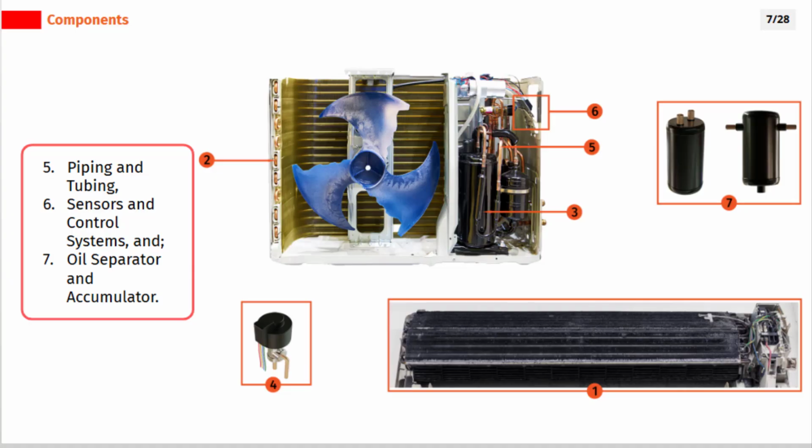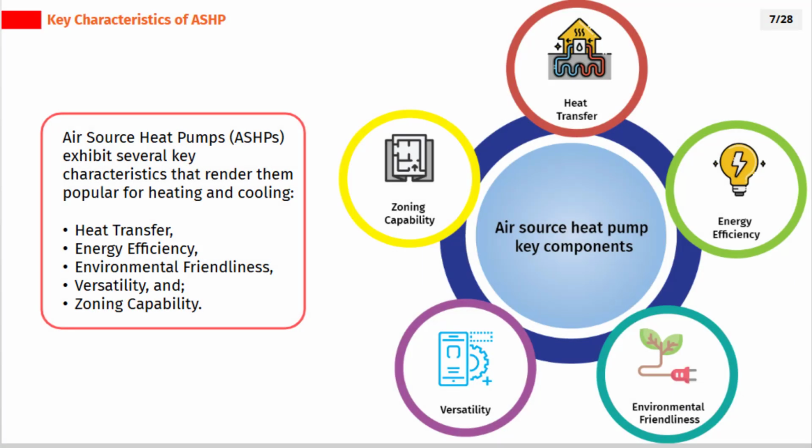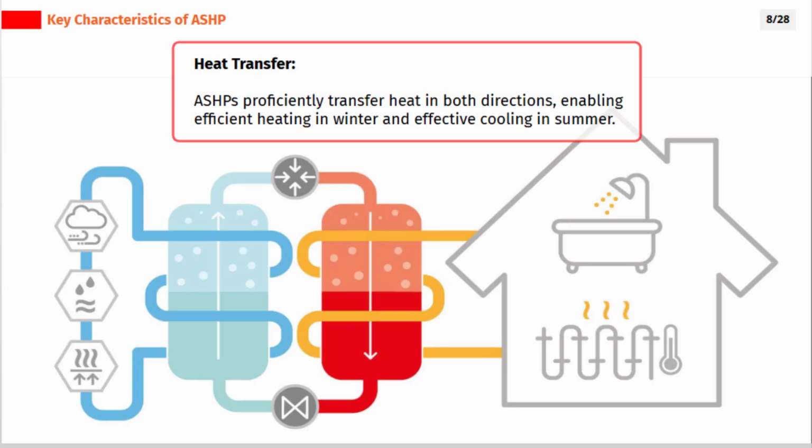Air source heat pumps exhibit several key characteristics that render them popular for heating and cooling: heat transfer, energy efficiency, environmental friendliness, versatility, and zoning capability. Heat transfer. Air source heat pumps proficiently transfer heat in both directions, enabling efficient heating in winter and effective cooling in summer.